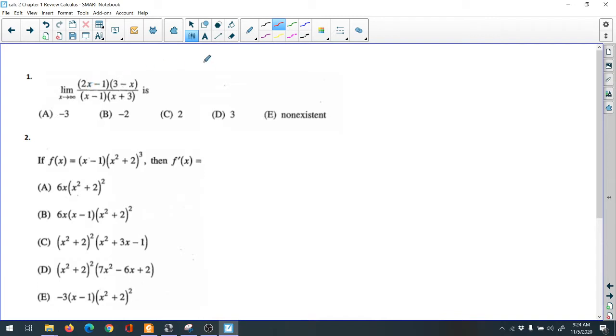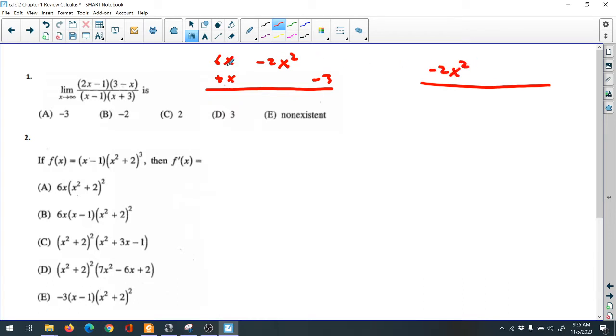You multiply 2x times 3 is 6x. Multiply 2x times negative x is negative 2x squared. Then we're going to multiply negative 1 times 3 is negative 3. And multiply negative 1 times negative x is positive x. Then here is the function, and numerator of the function would be negative 2x squared first, and then combine 6x plus x is 7x, and then negative 3 left.